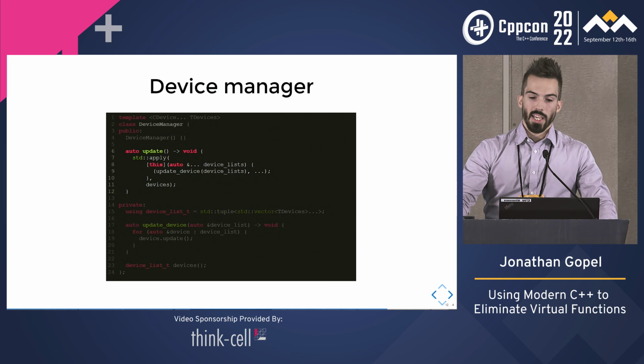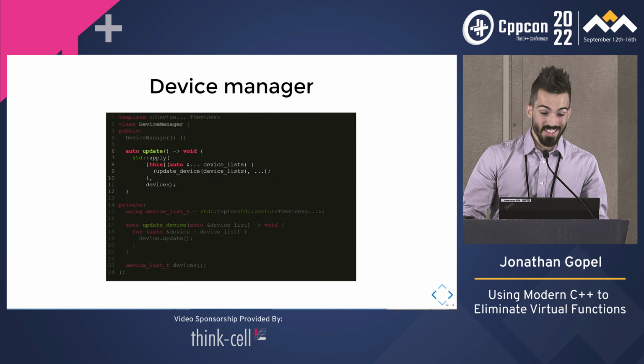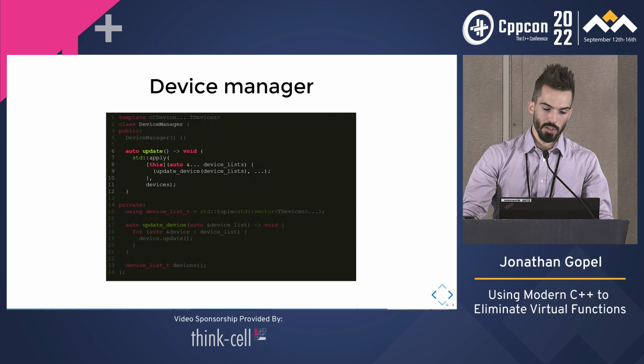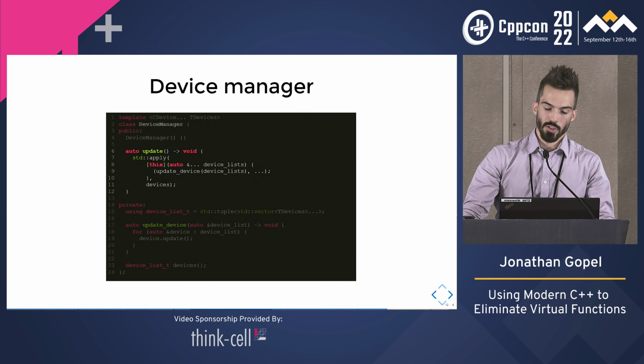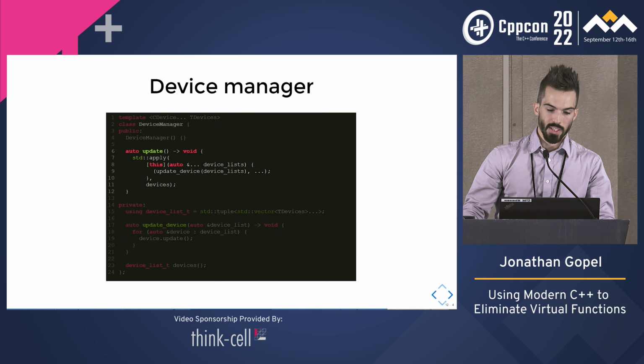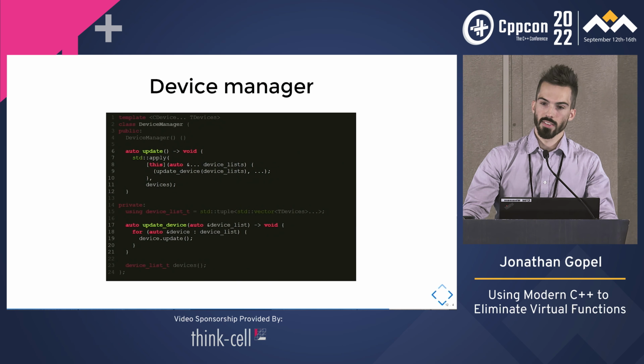So update gets more complicated. We no longer have a single list of things, right? We've got our tuple. So we have to go and pull each of the vectors out of the tuple, and then we can iterate, right? And so we've got update device here that's gonna take that vector and iterate through it.